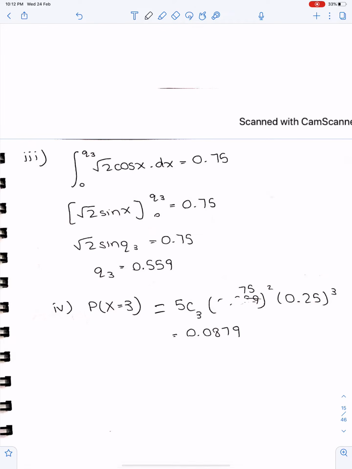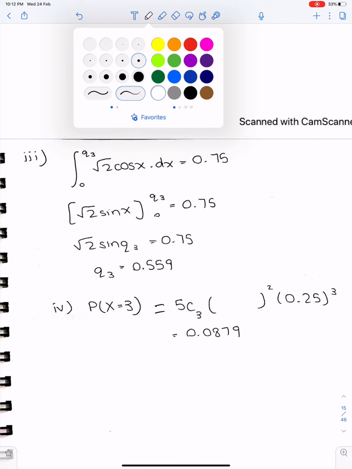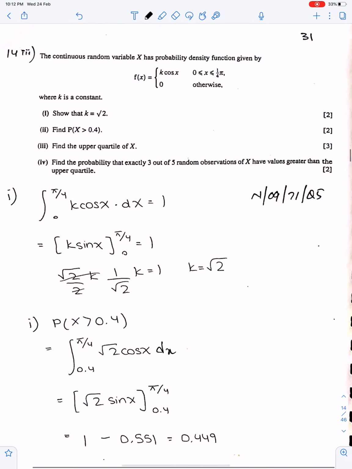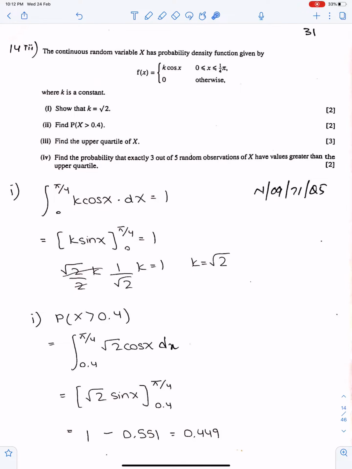Let me first edit this. The last part of this question is important. It says find the probability that exactly 3 out of 5 random observations of x have values greater than the upper quartile. This is the binomial part. 3 out of 5, and you can get p through this information: greater than the upper quartile means the probability is 0.75. The p is 0.75.